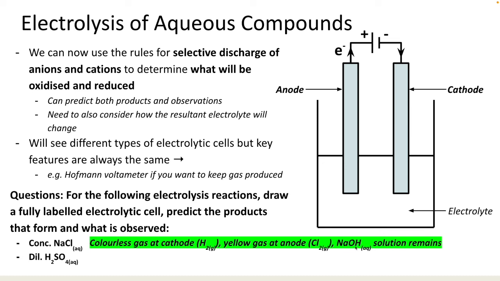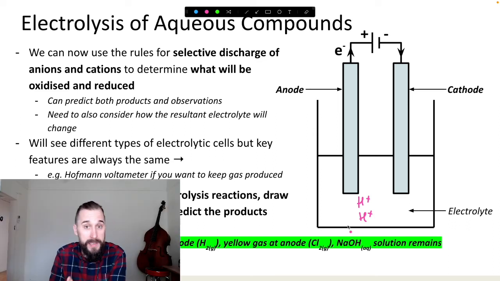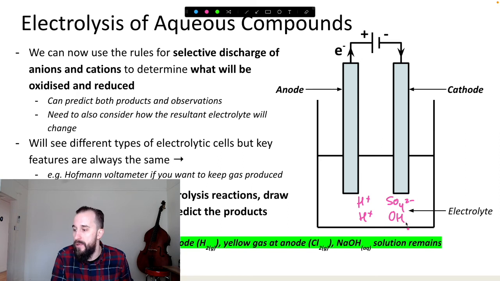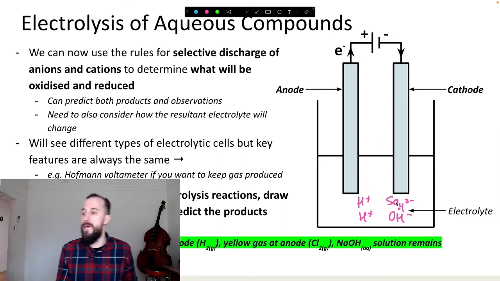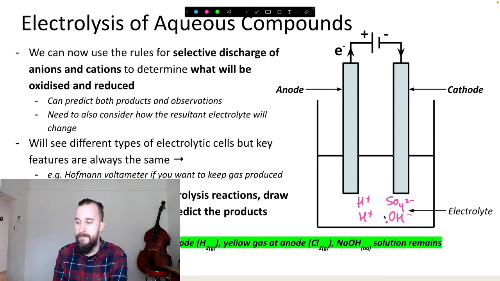What about down here for our dilute sulfuric acid? This is an interesting one. In this instance, we have hydrogen ions from the sulfuric acid, and we also have hydrogen ions from the water. So in this instance, the hydrogen has to be produced, there's no other option. But we have sulfate anions, and then we have hydroxide ions from the water. Sulfate from the sulfuric acid, hydroxide from the water.